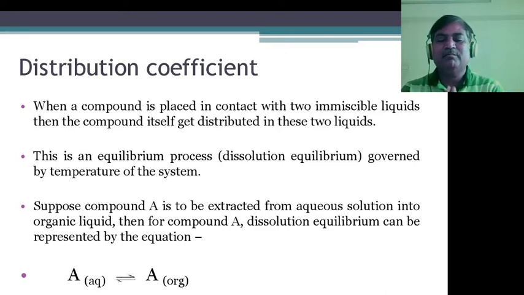That means suppose we want to extract compound A from an aqueous solution into an organic liquid. Then the solution would first be prepared in the aqueous solution, in water. Then we have to make contact with a second immiscible liquid, that is organic liquid. During this contact and shaking process, the equilibrium set up between A in aqueous phase and A in organic phase is represented as: A in aqueous phase is in equilibrium with A in organic phase. This is the representation.